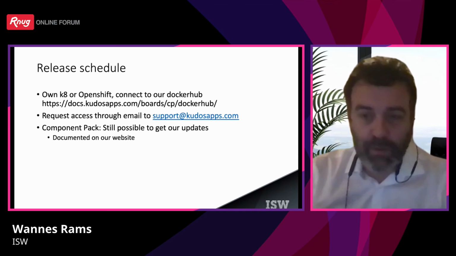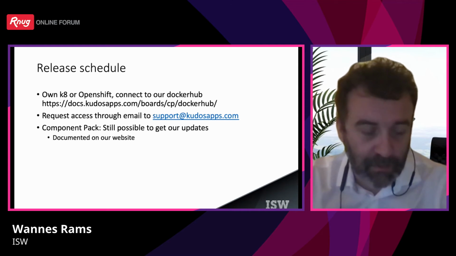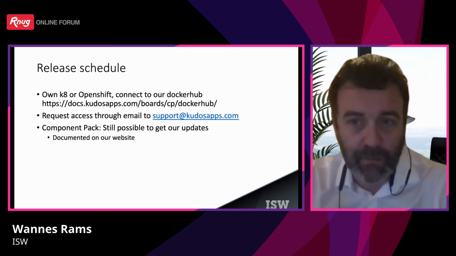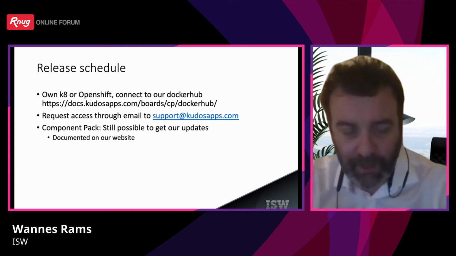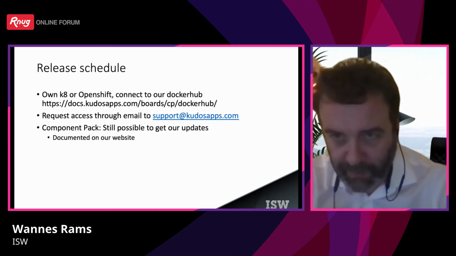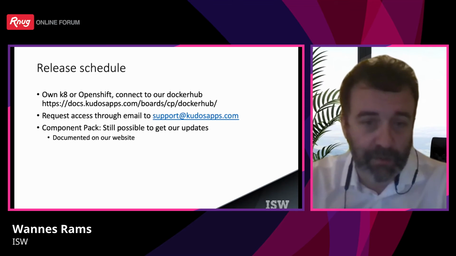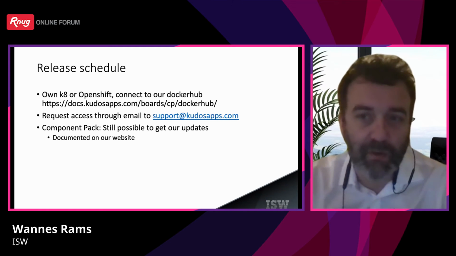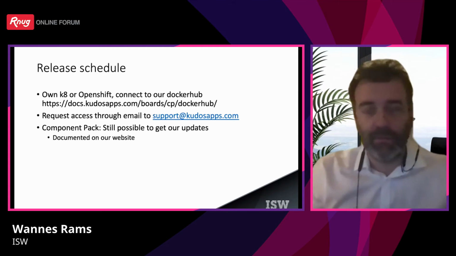There is a way for you to connect your on-prem Component Pack installation, the supported way by HCL, to our Docker Hub as well. So we have documentation on our own website on how to do that. And there are links at the end of this presentation to all the different parts of our documentation. But if you install it on-prem within Component Pack, you are still able to reconfigure the way it's deployed to make sure that you get all the updates once a month as well.